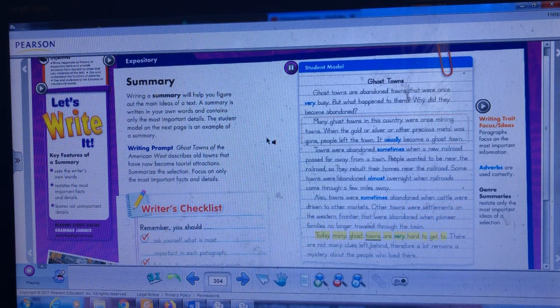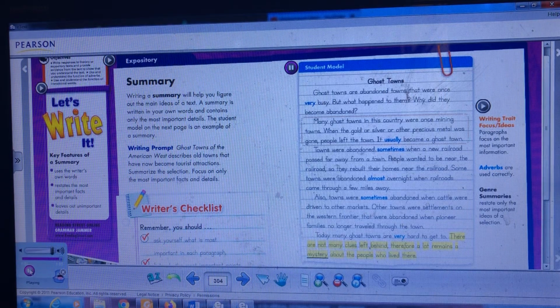Today, many ghost towns are very hard to get to. There are not many clues left behind. Therefore, a lot remains a mystery about the people who lived there.